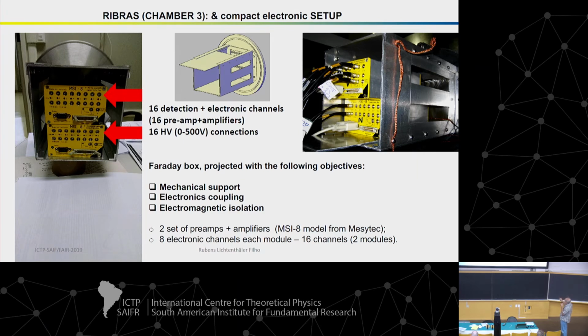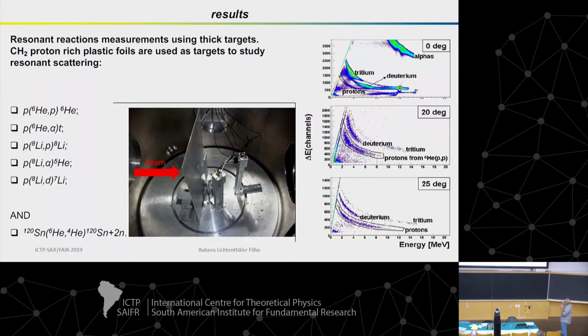And we are able to mount up to 4 telescopes, which means 8 detectors. These are some results of measurements in the secondary scattering chamber. So these are the reactions that we measure. So here I present results for this resonant scattering measurement.